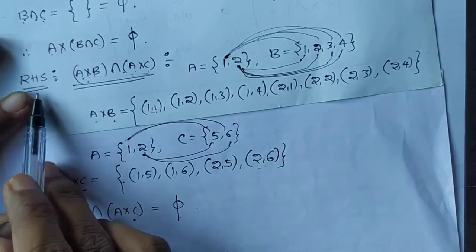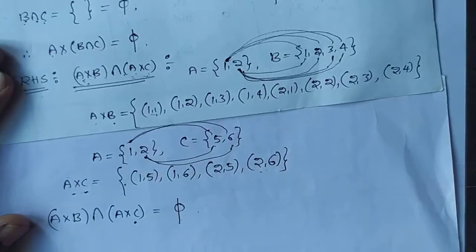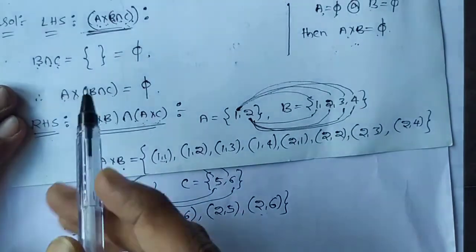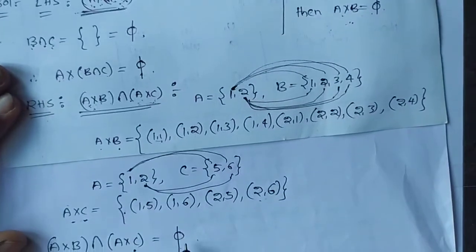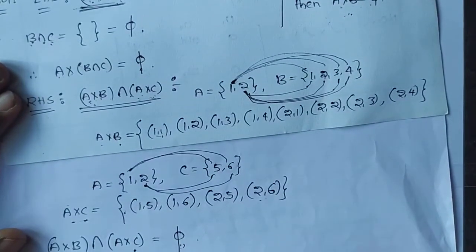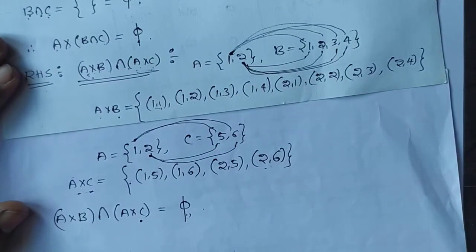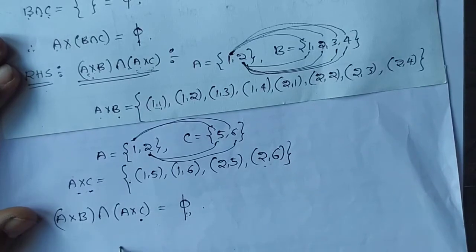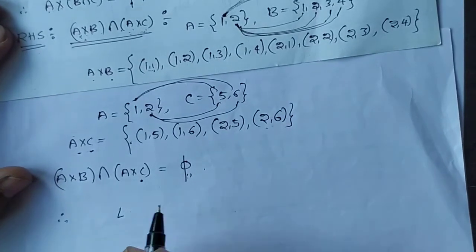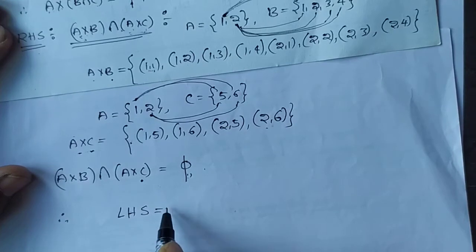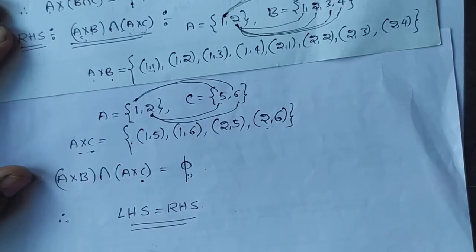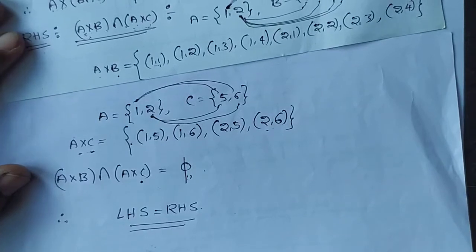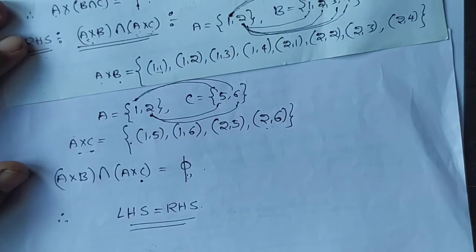Right? It is RHS. What about LHS? LHS also we have null set. In RHS also we have null set. Therefore, LHS equals RHS. Hence proved. Do you understand? Is there any doubts?